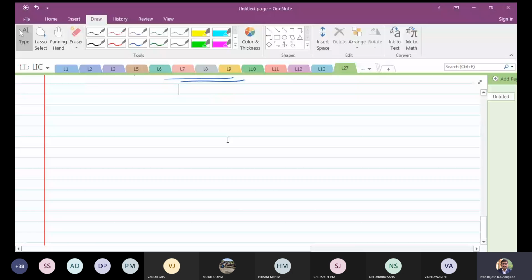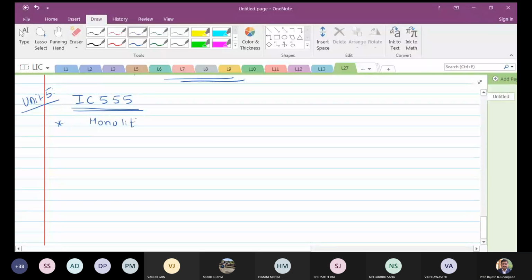So here we start actually with unit 5, and for that we'll be studying what is called the IC 555 today. Now it is called a monolithic timing IC or circuit. So it is a monolithic.